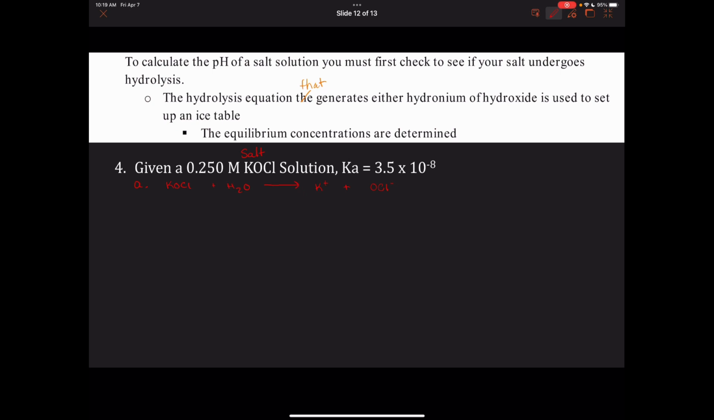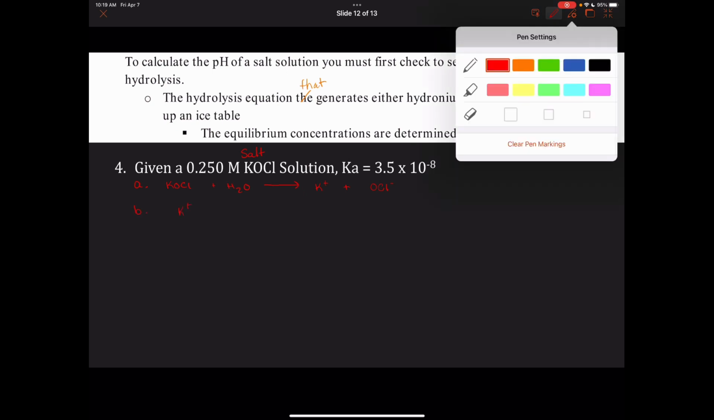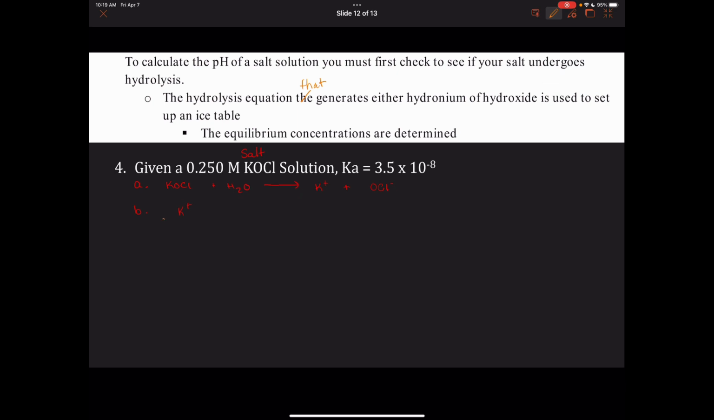Then we want to check if this undergoes hydrolysis. If I look at my K+, this K+ would have come from potassium hydroxide, which is a strong base. That means this K+ is the conjugate acid of a strong base, which means it's weak, no hydrolysis. So with my potassium, we get no reaction.